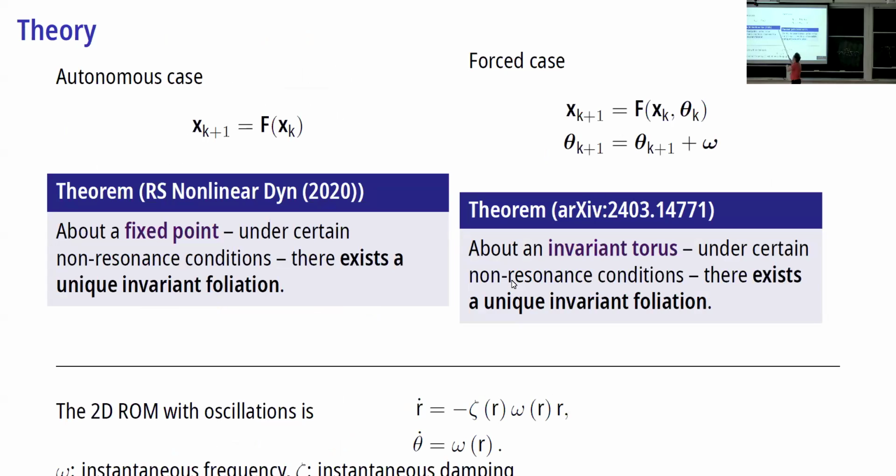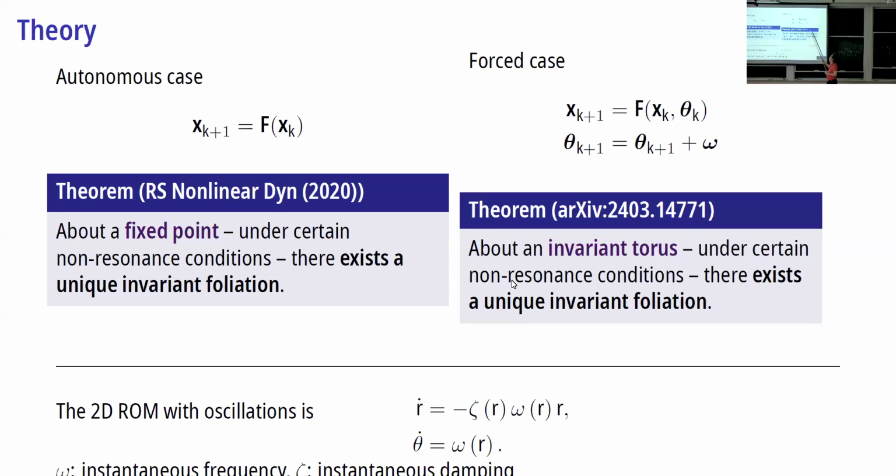So in terms of the autonomous case, around a fixed point or equilibrium, and under certain non-resonance conditions, there exists a unique invariant foliation. Now, this theorem is valid in certain classes of function spaces. And because invariant foliations are a generalization of Koopman eigenfunctions, this will actually tell you about the uniqueness of Koopman eigenfunctions as well. You can also do the same thing for a forced case.